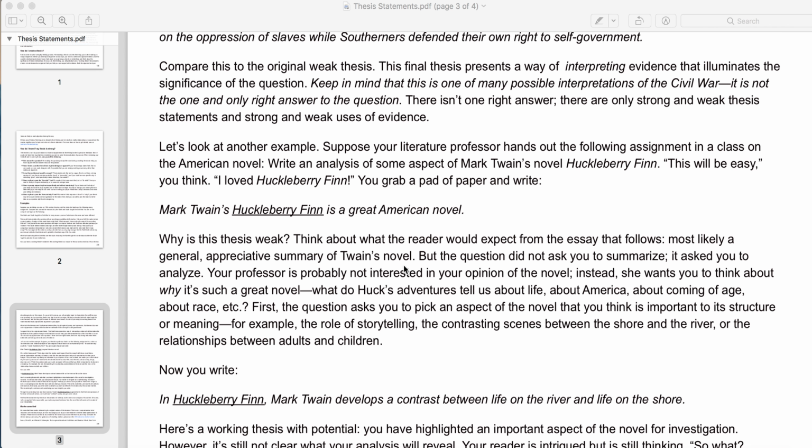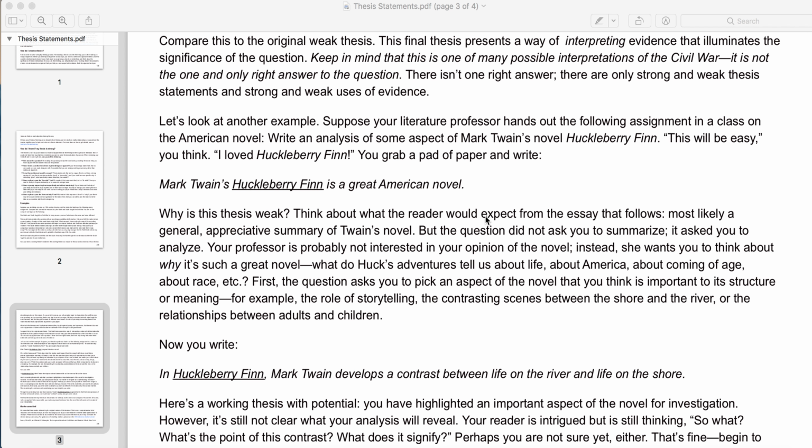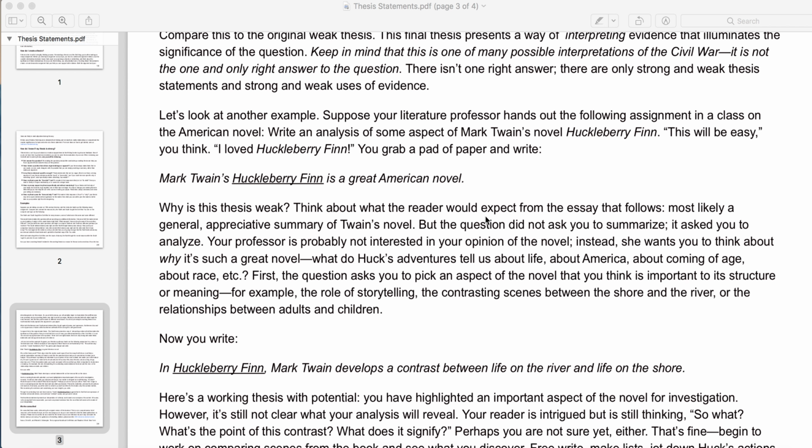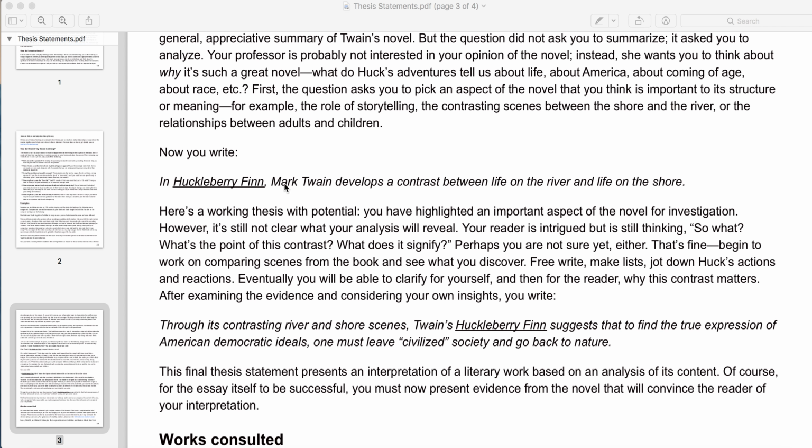So, for example, Mark Twain's Huckleberry Finn is a great American novel. Why is this thesis weak? Because it doesn't tell anything. Yeah, we know it's a great American novel, but why? So you write, for example, in Huckleberry Finn, Mark Twain develops a contrast between life on the river and life on the shore. Okay, here's a working thesis with some potential. However, it's still not clear what your analysis will reveal. It doesn't pass the so what question.